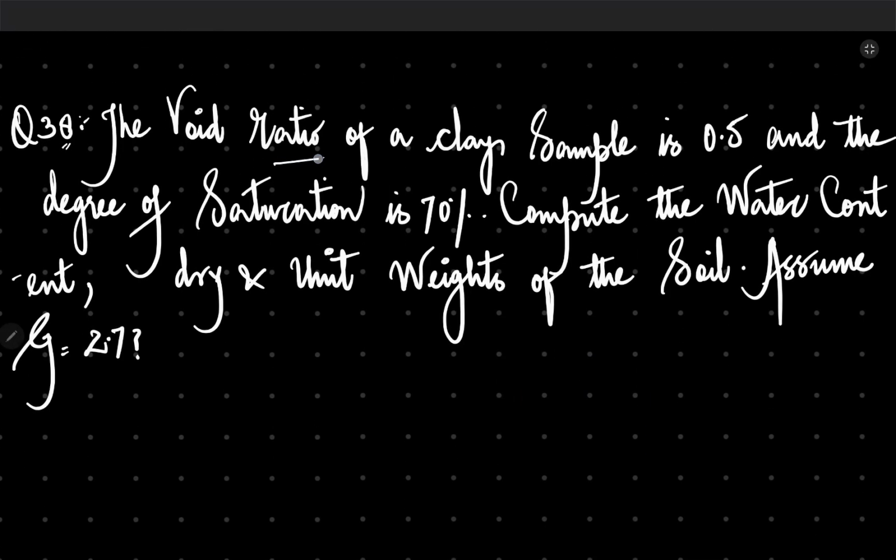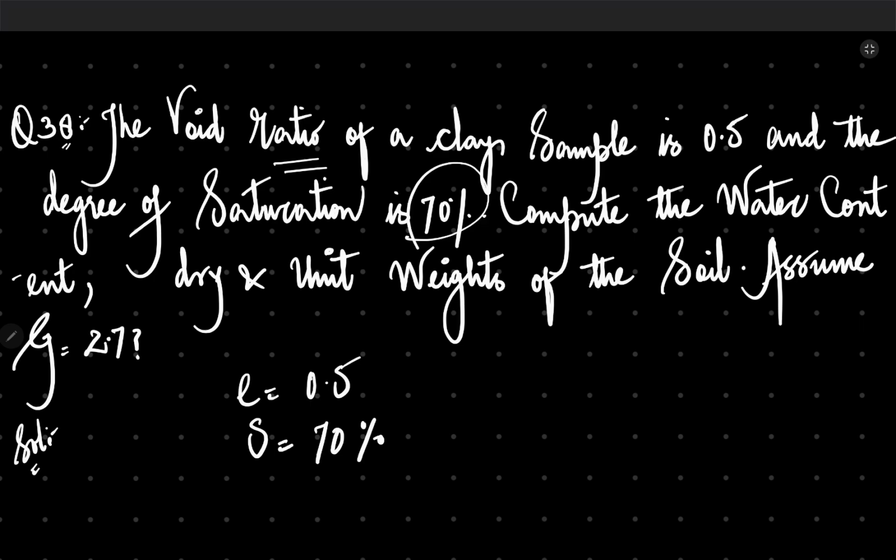Question is, the void ratio of a clay sample is 0.5 and the degree of saturation is 70%. Compute the water content, dry and unit weights of the soil, and assume G equal to 2.7. All right, so let's do this question. The data given is void ratio is 0.5 and degree of saturation is 70%. We have to compute the water content, the dry and the unit weights of the soil, and we have to assume G, that is specific gravity of soil solid particles, as 2.7.